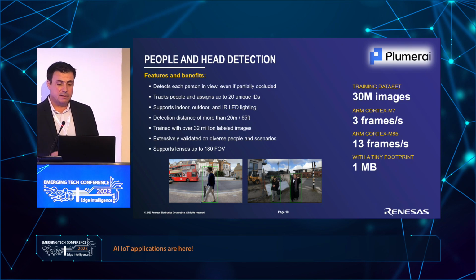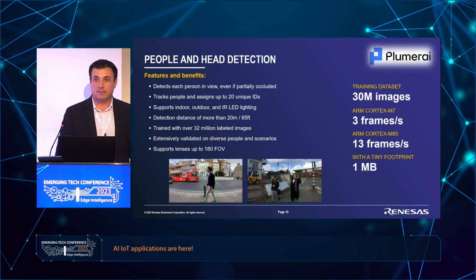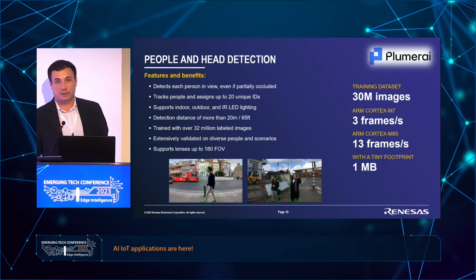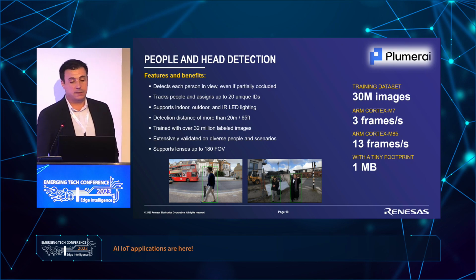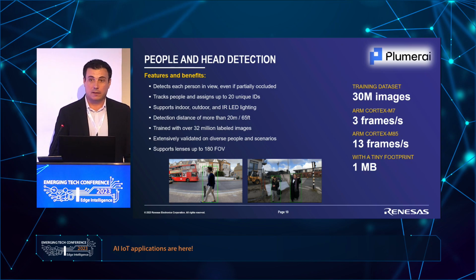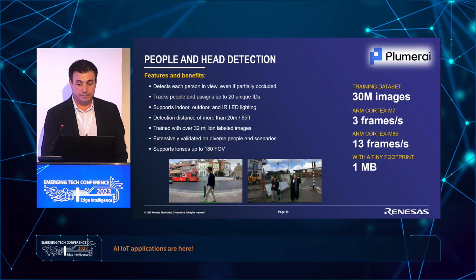And I have added those kinds of comparisons between this CM85 and the M7. For the same application, it's just 3 frames per second that the M7 can achieve, while we can grow to 13 frames per second when we're using the CM85. And all this inside the tiny footprint of less than 1 megabyte in RAM memory.